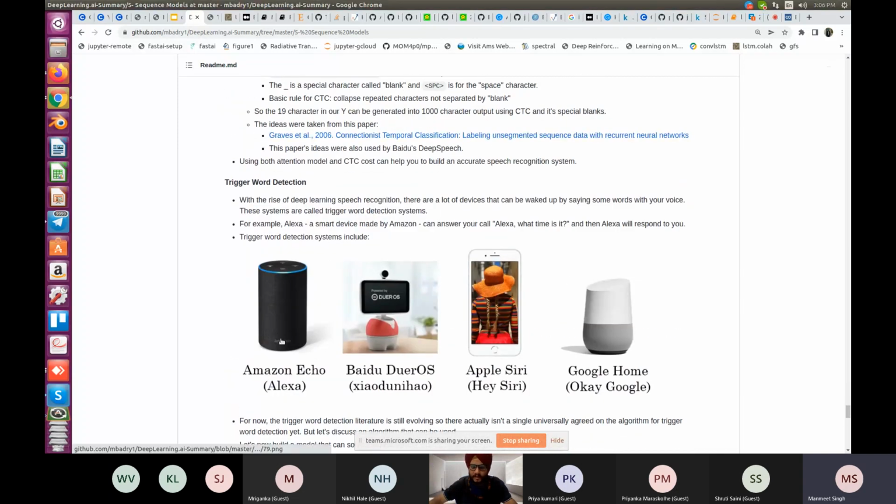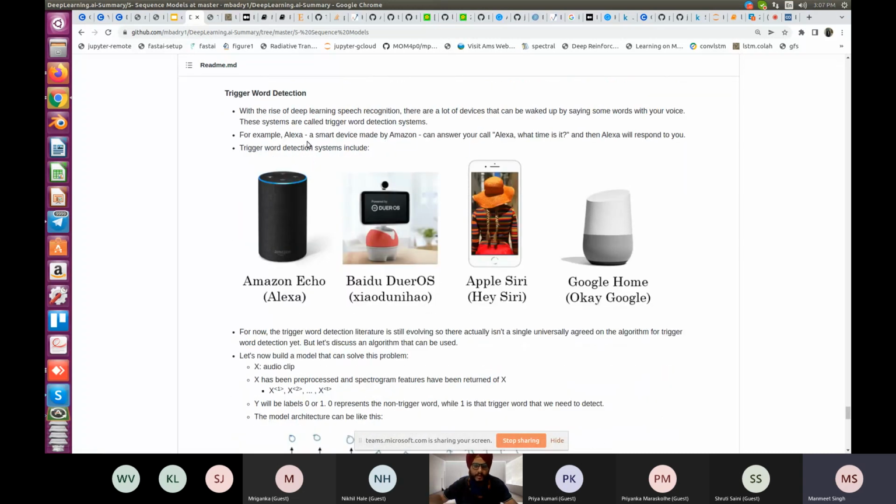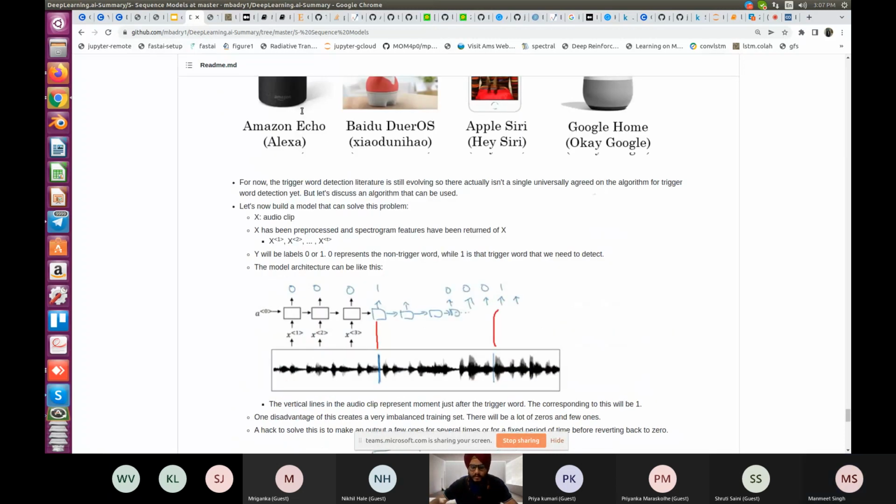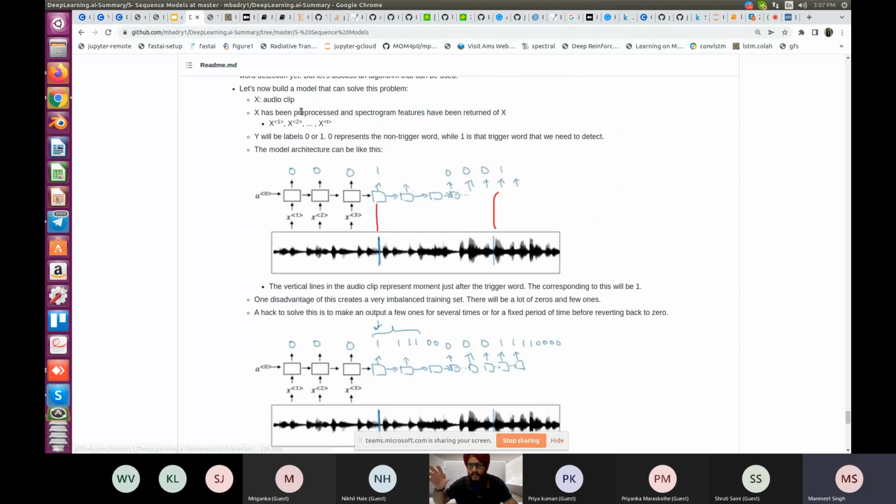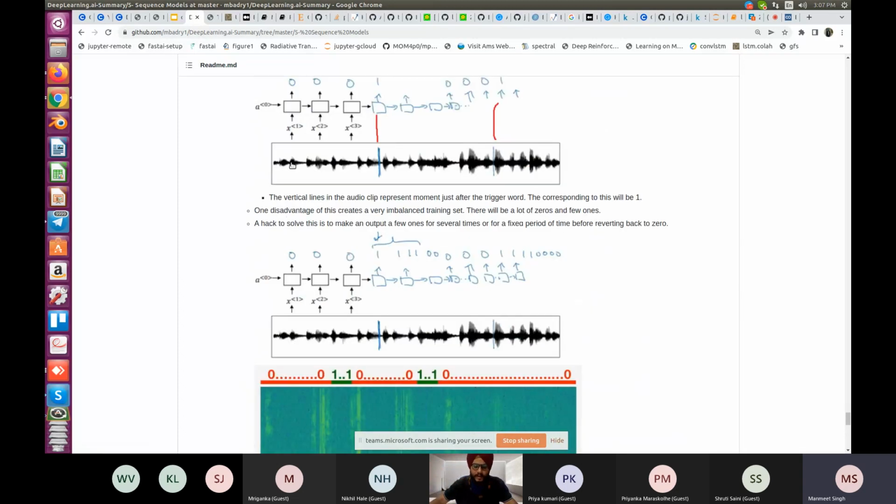This can be used for speech recognition or trigger word detection. For example, with Alexa or Siri, you say "Alexa, start", and it identifies the word Alexa as a trigger word. So the model that is trained gives high attention, or high weights, to the word Alexa.